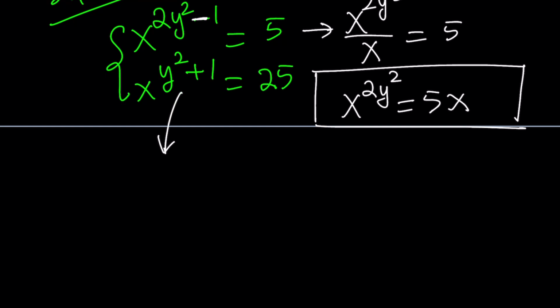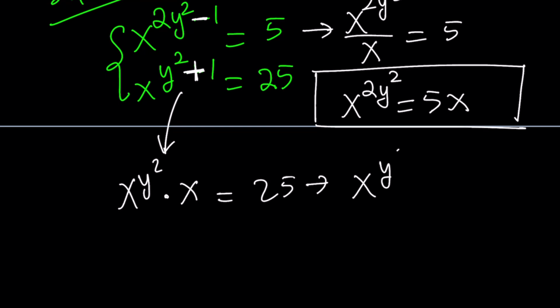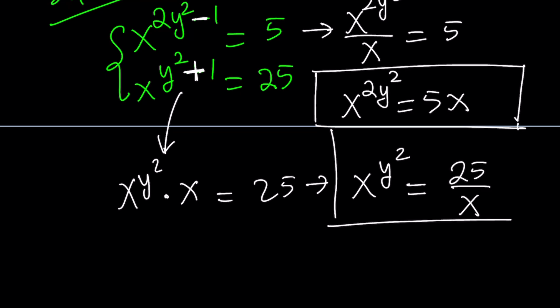Let's go ahead and write this as x to the power y squared times x, because addition of exponents indicates multiplication, and this equals 25. And from here we can divide both sides by x. You know what I mean, right? We get x to the power y squared equals 25 over x. So that gives us another equation. How do we use these two equations? How do you put it together, right?